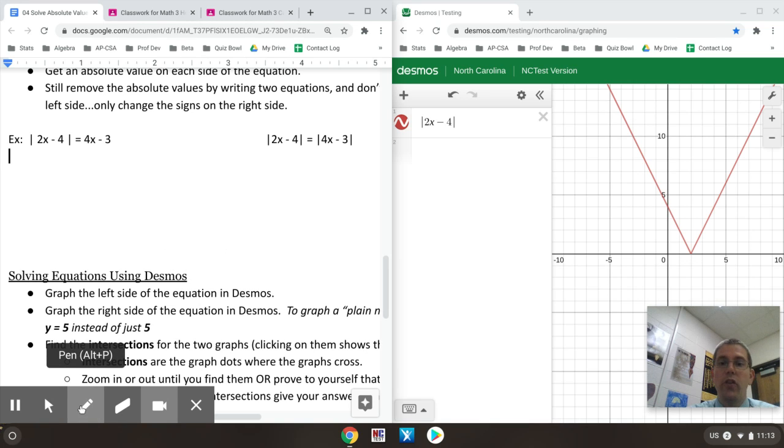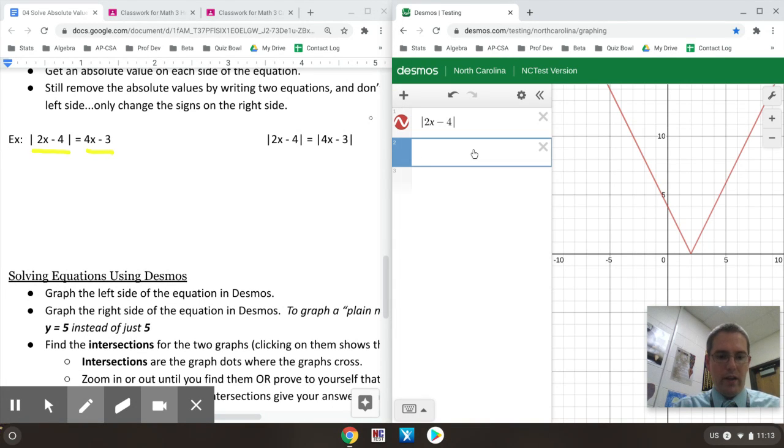Okay, we're going to try to show you how to use a graphing calculator to graph some equations. What I have here is this absolute value, and I've typed that into this side of my equation. And then I have the other side of the equation, 4x minus 3. I'm going to type that into Desmos as well. So I can type in the 4x minus 3, and I get those two equations, the absolute value on one side, the linear equation on the other side.